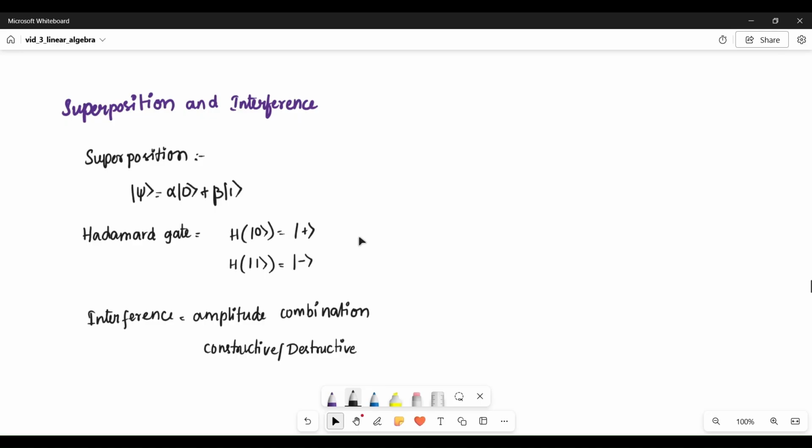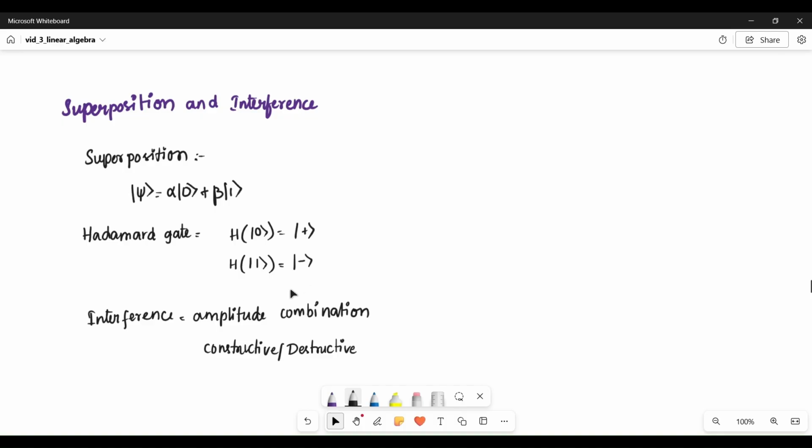Superposition allows a qubit to exist in a combination of states. |ψ⟩ = α|0⟩ + β|1⟩. The Hadamard gate creates equal superpositions. Let's say we are applying Hadamard on |0⟩. The result will be |+⟩. If we are applying the Hadamard gate on |1⟩, we'll get |−⟩.